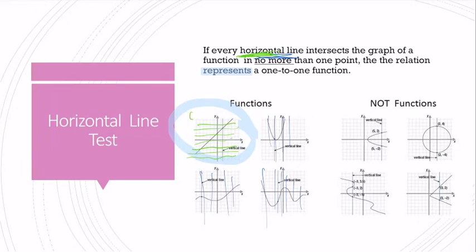So here I have a linear equation. It's one-to-one. Here I have a parabola. We know it's a function because it passes the vertical line test, but it fails the horizontal line test, so it's not one-to-one. Let's look at some not functions. First thing is if a horizontal line intersects the graph of a function. There's not even a point to using the horizontal line test if I don't already have a function.